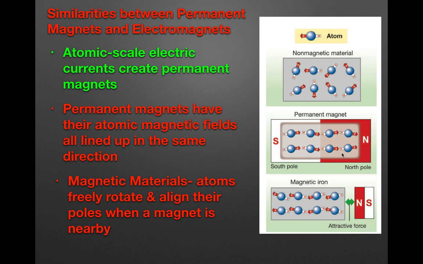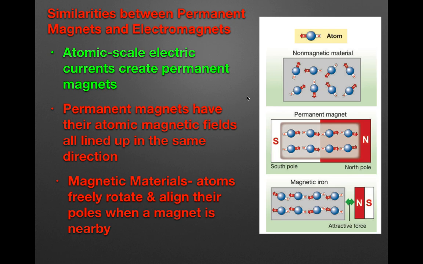Finally, the last thing the section talks about is, why do permanent magnets and electromagnets act in the same way? They talk about similarities between permanent magnets and electromagnets. On an atomic scale, electric currents create permanent magnets. When you think about a magnet that you have on your fridge, on an atomic scale, it's actually electric currents inside the atoms in that ferrous material, in that iron, or whatever the permanent magnet is made out of, that create the permanent magnet.